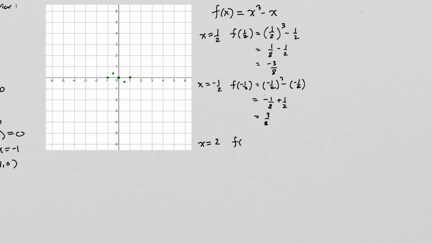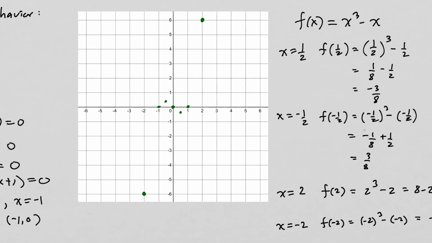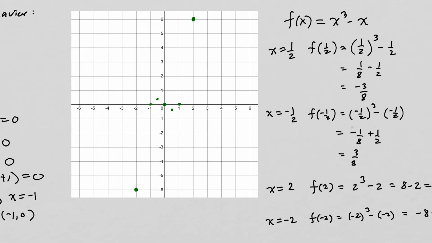If I plug in x equals 2, f(2) would be 2 cubed minus 2, which is 8 minus 2, which is 6. So that gives us the point (2, 6), which is right here. And if x is equal to negative 2, f(negative 2) is negative 2 cubed minus negative 2, which is negative 8 plus 2, or negative 6. So (negative 2, negative 6) is this point. So now we have a really good idea about how this graph behaves.